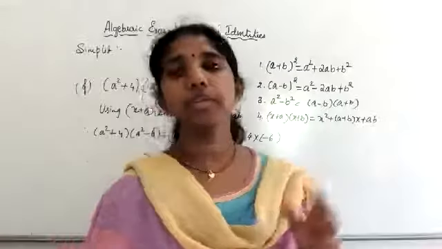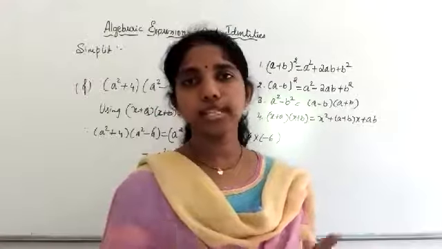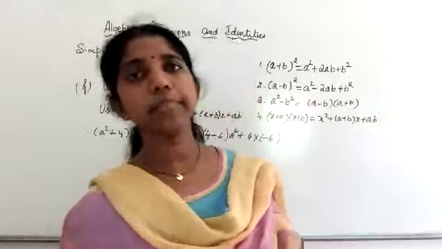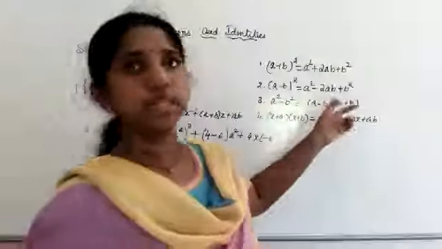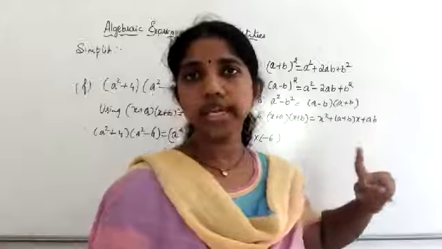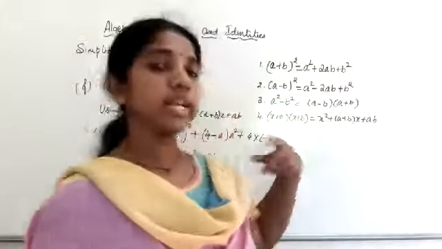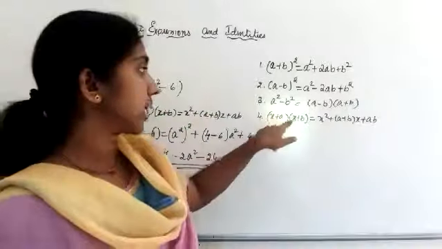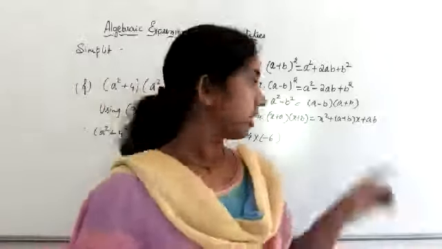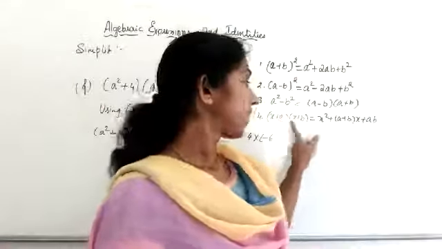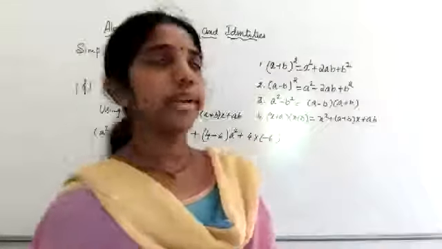So there is a slight difference between the third and fourth identity. In the third identity, in both the factors, the second term is the same. In the fourth identity, in both the factors, the second term is different. In this factor and in this factor, the second terms are different.